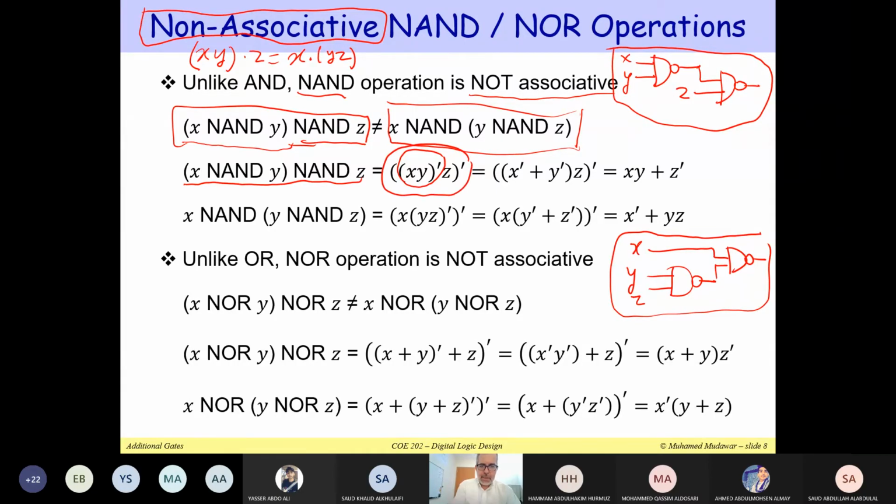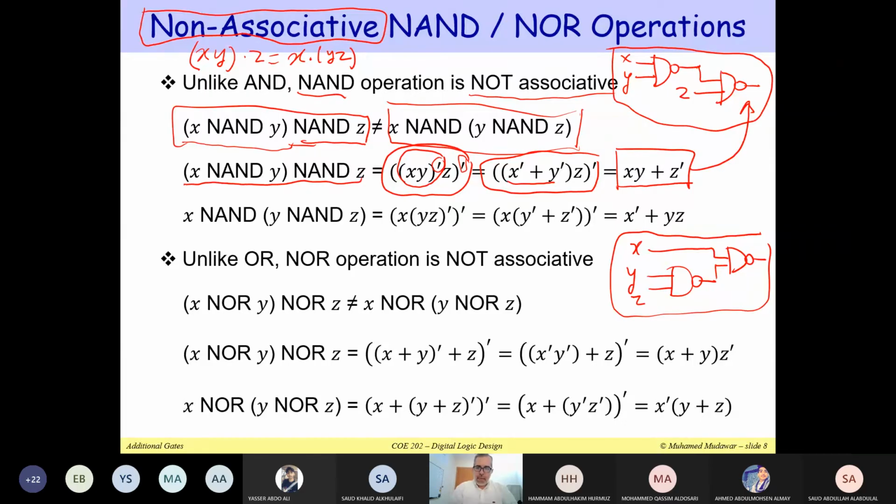Now you can expand this expression. Not(X and Y) is X' or Y'. And then when you AND it with Z and then complement, you get XY or Z'. Okay, so that's what you get when you expand. So when you apply this NOT to this NOT, you get XY, and then you get or Z'. That will be the final expression, the output of this first circuit.